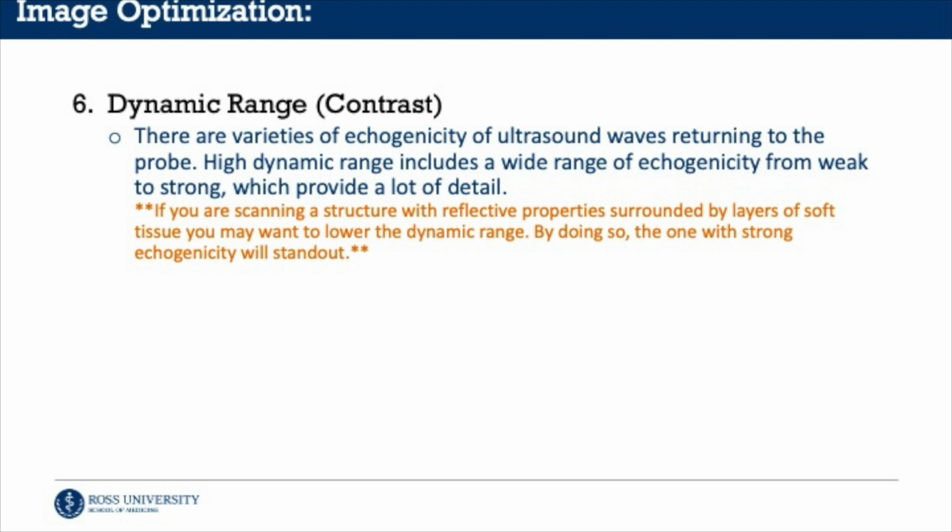Term dynamic range refers to contrast. If you are scanning a structure with reflective properties surrounded by layers of soft tissues, you may want to lower the dynamic range. By doing so, the one with the strong echogenicity will be the object which stands out.